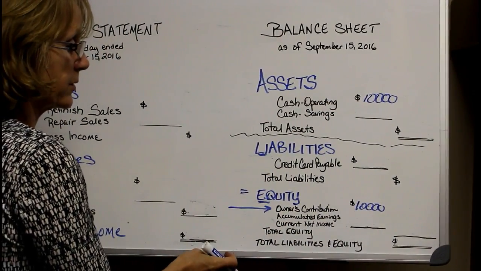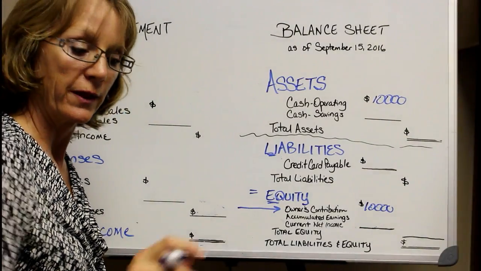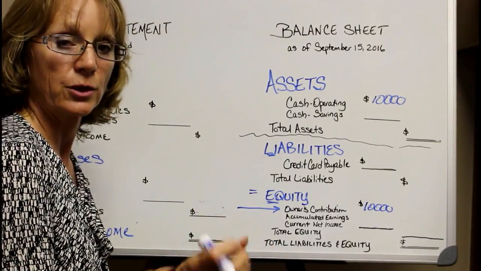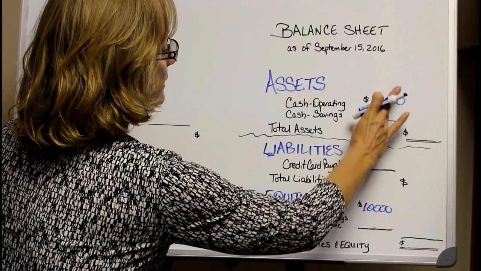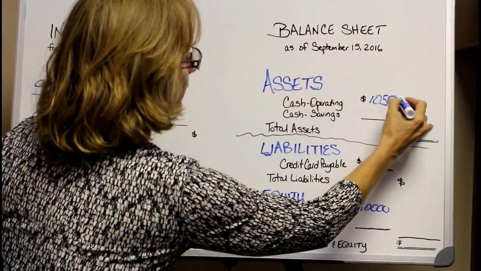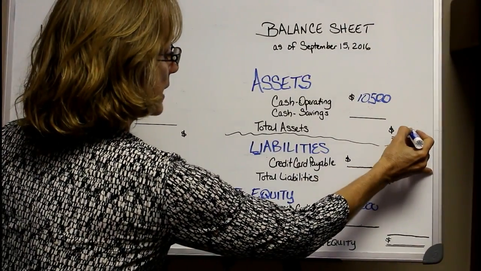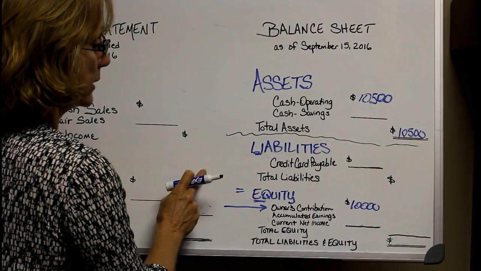Now let's go on with another example. He did a refinish for a customer. They picked up the furniture and paid him cash on the spot. He took the $500 down to the bank and made a deposit. All right, so we know we're going to increase our bank account $500. We know he has $10,500 in the bank. So our total assets now become $10,500. We need the other side of the entry to go down here.